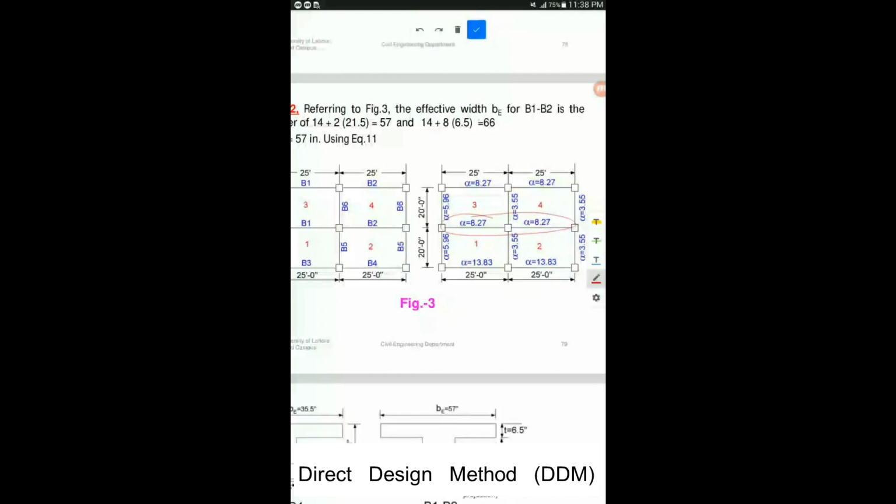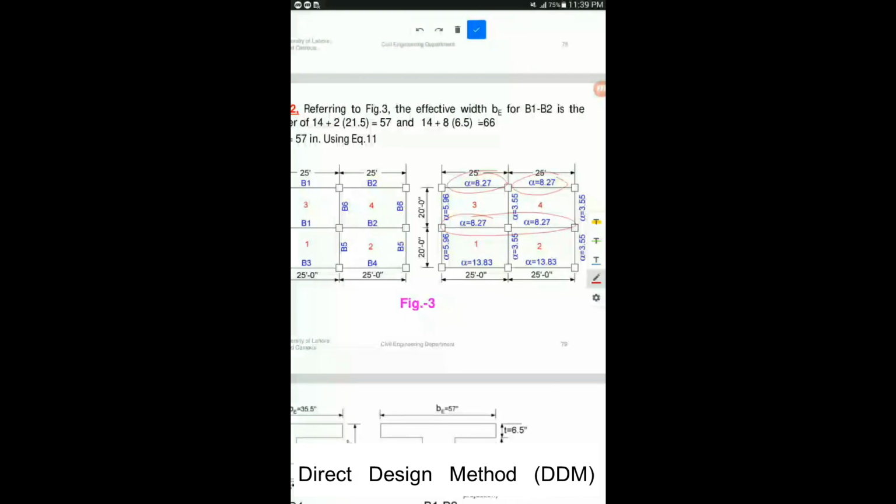Now because this is a T-beam and this is also B1, B2, all of them will have the same value. In the same way, all these beams except the last beams, which are the exterior beams, because they have a different shape. They are L-shaped, and these are T-beams, so they have a different value of B effective and a different value of alpha.